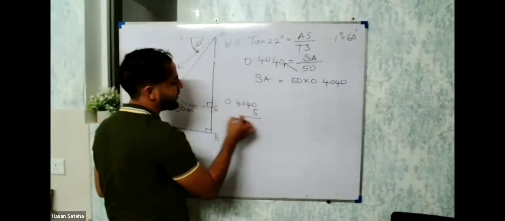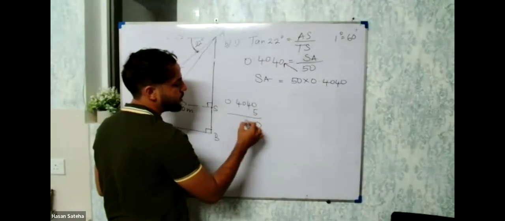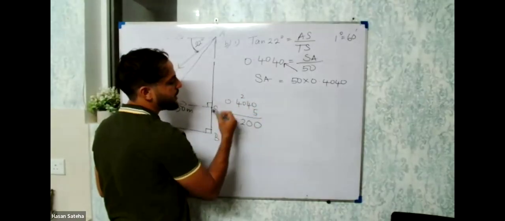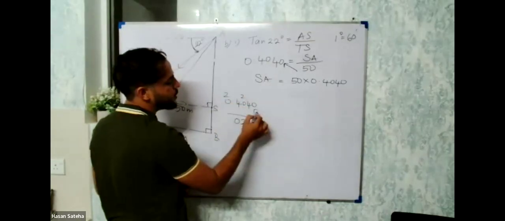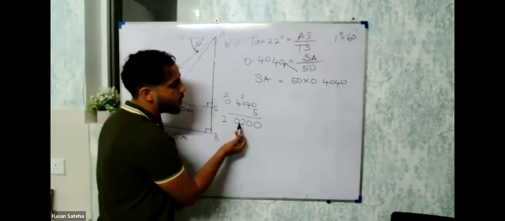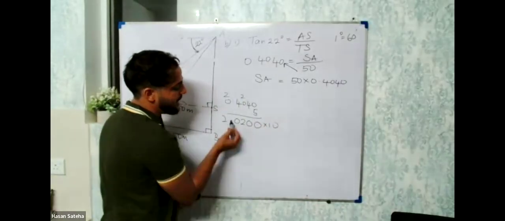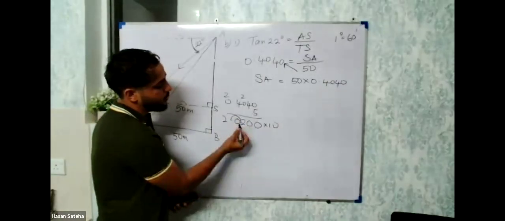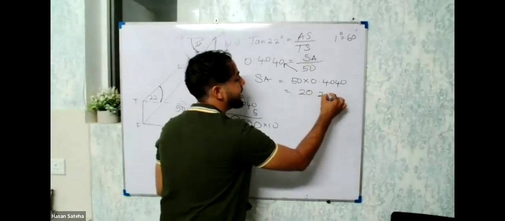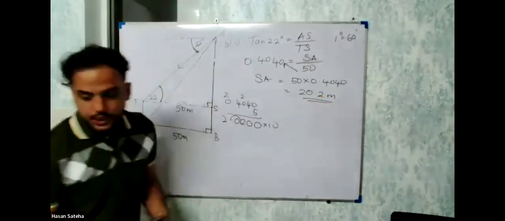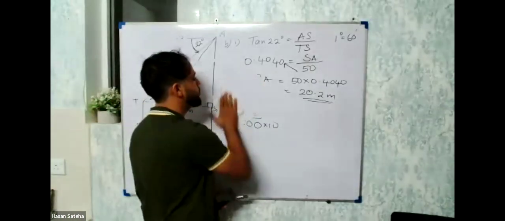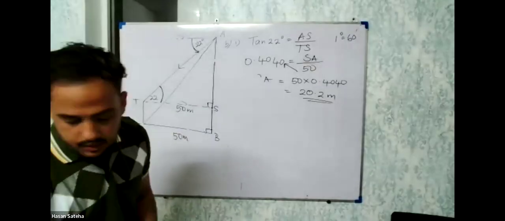0.4040 multiplied by 5. 5 into 0 is 0. 5 into 4 is 20. 2 here. 5 into 0 is 0 plus 2. 4 into 5 is 20, 2 here. 0 into 5 is 0 plus 2. So 2.02. Don't forget, we have to multiply by 10 here. To multiply by 10, move the decimal point once, so now you have 20.2. So SA is equal to 20.2 meters. Any doubt here, guys?